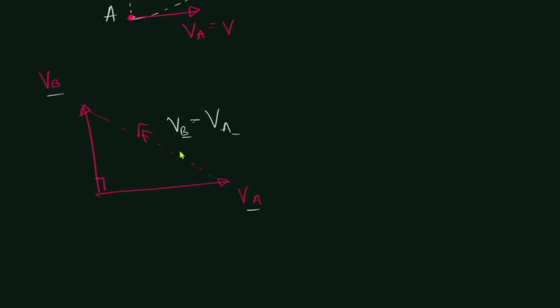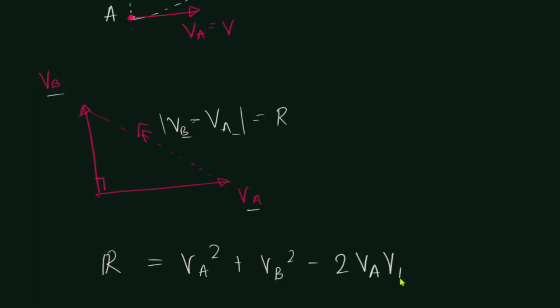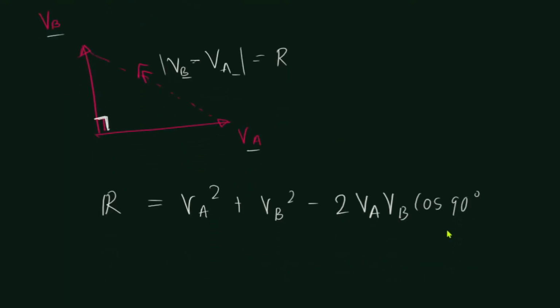How are you going to get the magnitude of this? The parallelogram law. R is equal to VA squared plus VB squared, but instead of plus, we apply minus 2 VA VB cos 90. The angle between them is 90, so cos 90 means 0, and this term completely goes to 0.